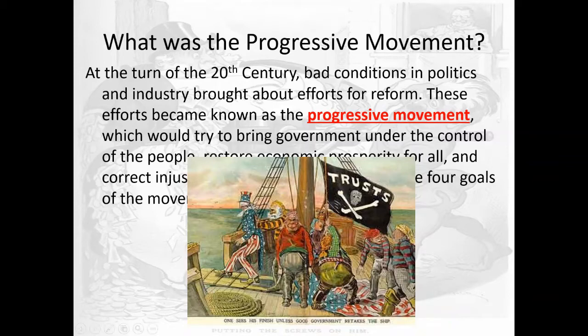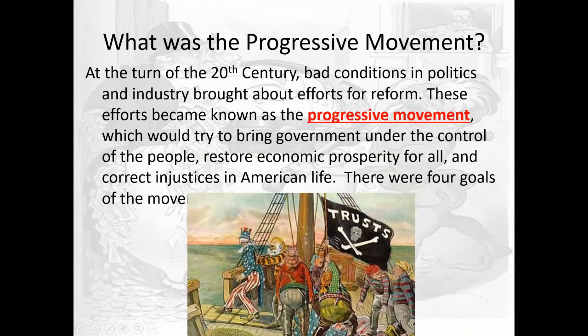And if you can see the caption in the bottom here, it says, "One sees his finish unless good government retakes the ship." So the government had to take more control over the country and stop these monopolists, these trusts from controlling everything. And the trusts, of course, would be headed by people like Andrew Carnegie or Rockefeller or Vanderbilt in different areas of industry.